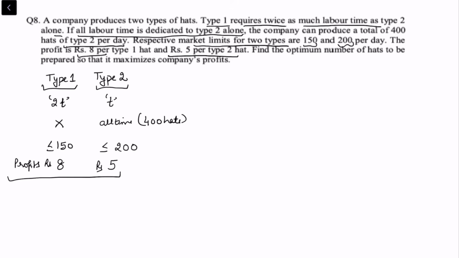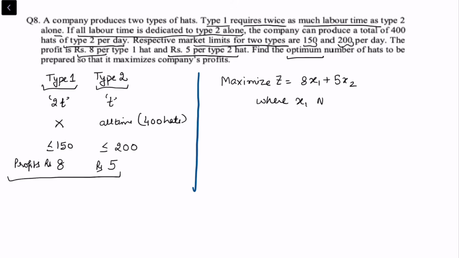We want to find the optimal number of hats to be prepared so as to maximize the company's profit. So here the question says optimal number. So basically it is asking for the solution part as well, but I am currently making only the formulation. So for the formulation, since profit is given, I am going to first choose the objective function as maximization. So I will maximize z equal to 8 times x1 plus 5 times x2, where x1 is the number of hats of type 1 and x2 is the number of hats of type 2. So this is the objective function.